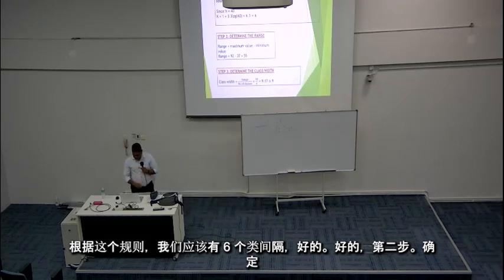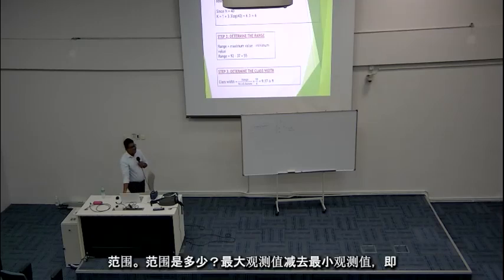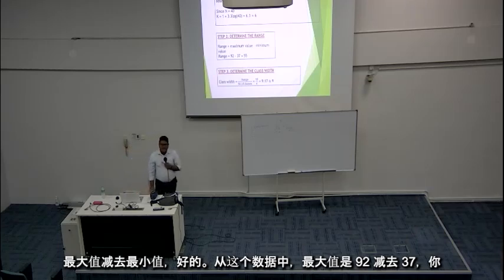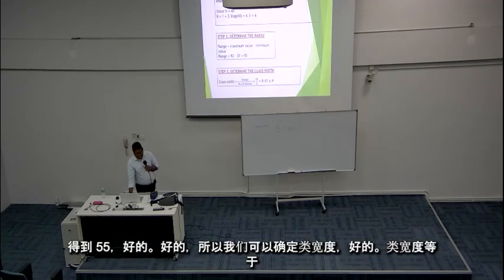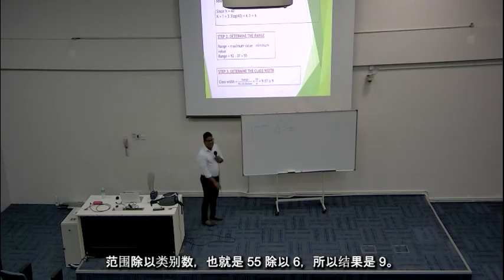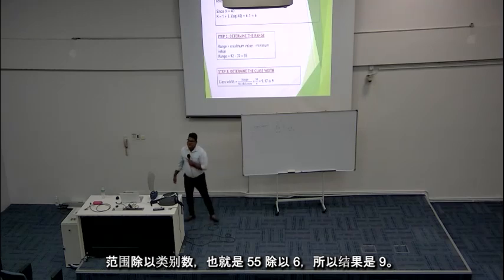All right, step 2: determine the range. What is the range? The maximum observation minus the minimum observation, which is the largest value minus the smallest value. From this data, the largest is 92 minus 37, you get 55. So we can determine the class width. The class width is equal to the range divided by the number of classes, which is 55 divided by 6, so you get 9.